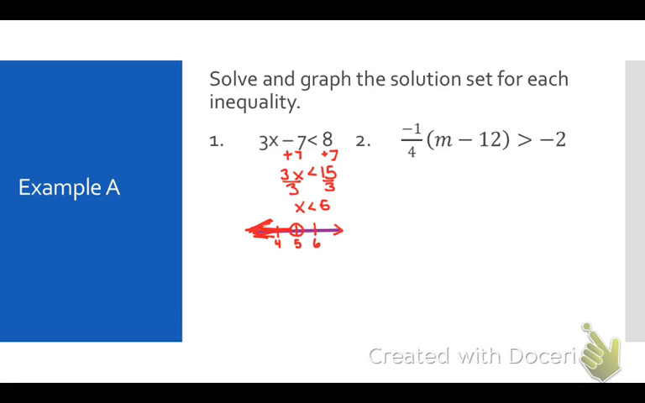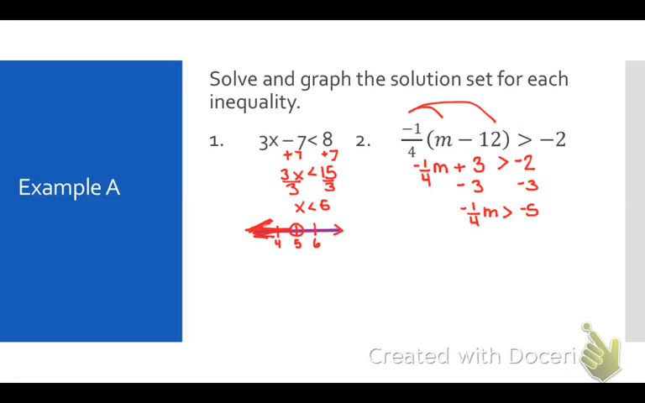In number 2, I'm going to need to get rid of the parentheses, so I'm going to distribute in this problem. This is going to give me negative 1/4 m, and a negative times a negative is going to make this a positive, and 1/4 times 12 is 3. And then that's greater than negative 2. Isolate by subtracting 3 from each side, and I get negative 1/4 m is greater than negative 5.